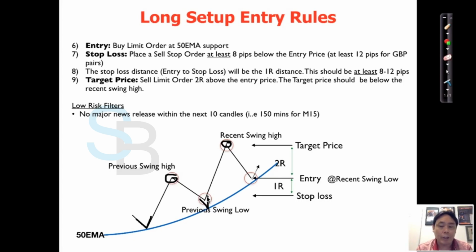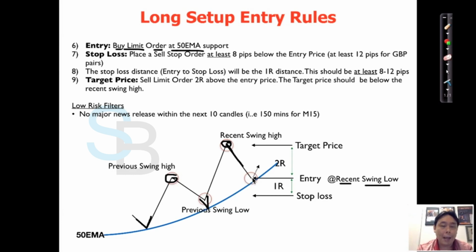So for this strategy, my entry would be a buy limit order placed at the 50 moving average support. In other words, I see the price is currently at a swing high, coming down, coming down, coming down. So I look at where the 50 moving average is, and I place my buy limit order right at that 50 EMA. And this would be the recent swing low that we anticipate will happen before the price goes higher.